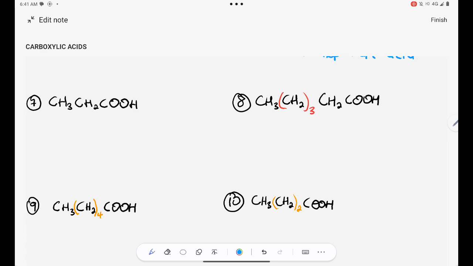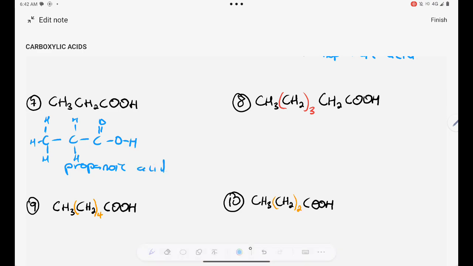Okay, whenever I'm given a condensed structure, all I have to do is to draw the structural formula and write down the IUPAC name. Okay, for this one, I simply have CH3, CH2, and then COOH. So my structure has 3 carbons. That means I'm dealing with propanoic acid. Propanoic acid. Okay.